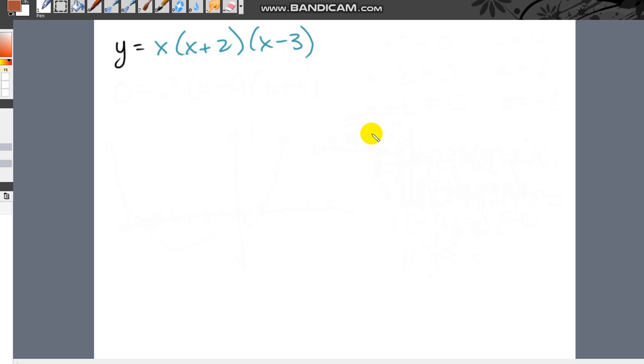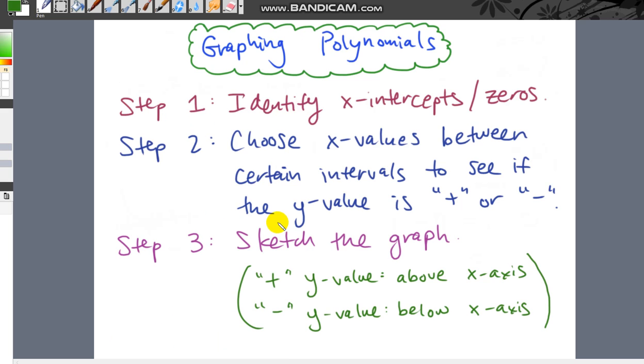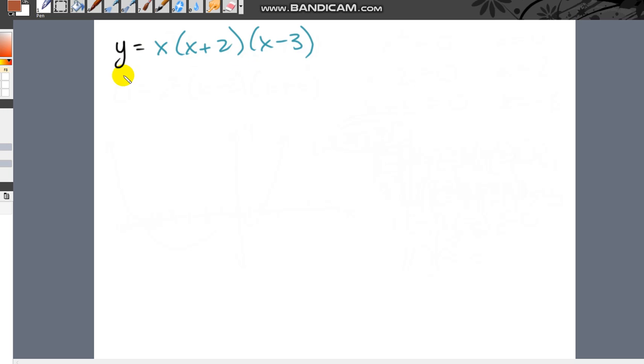All right, more examples. Let's say I give you something like this now, and we're trying to figure out how we graph it. So start off with step 1 again. Step 1, we're identifying x-intercepts or zeros. So what you've got to do is set y equal to 0. If you set y equal to 0, you get 0 equals x times x plus 2 times x minus 3. Next, we want to solve for our x-intercepts.